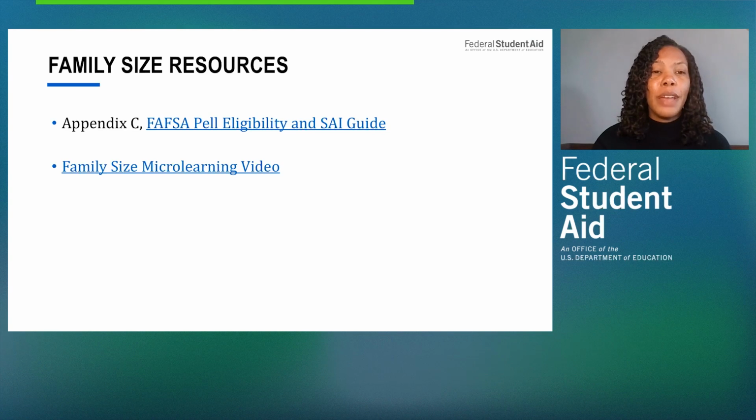And then you have your family size resources: Appendix C of the FAFSA Pell Eligibility and the SAI Guide, which is also on the Knowledge Center. Appendix C also gives you that information that we just went through about the family size, the difference between updated, assumed, and the FTI. And we also have a family size microlearning video through the FSA Training Center that you might want to look at. The FSA Training Center is free. And when we do presentations and other training, we record it and we have it there for you to access whenever you have the opportunity, at your convenience.